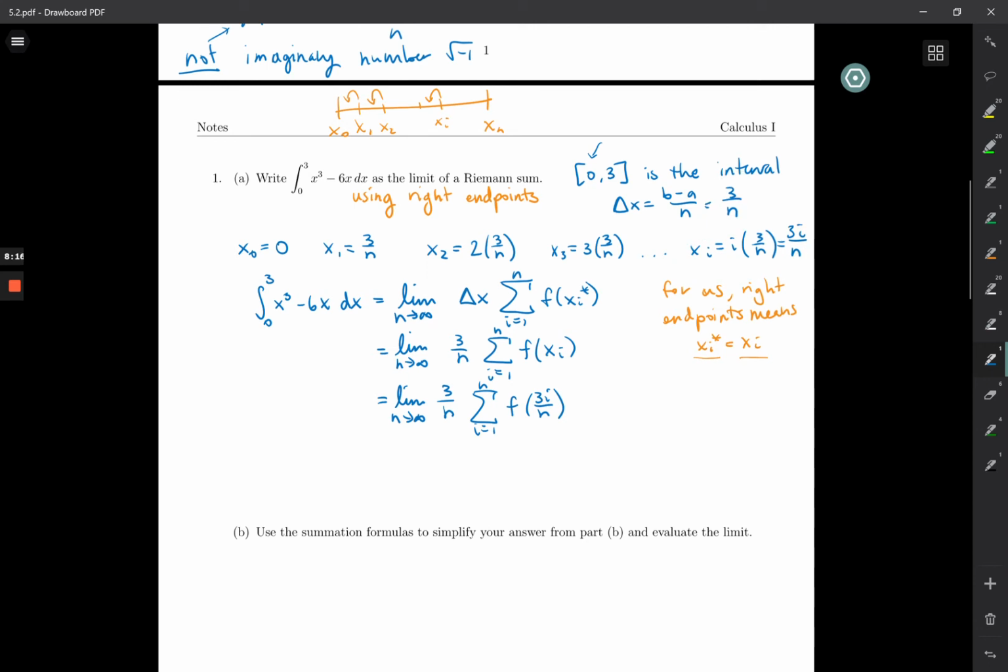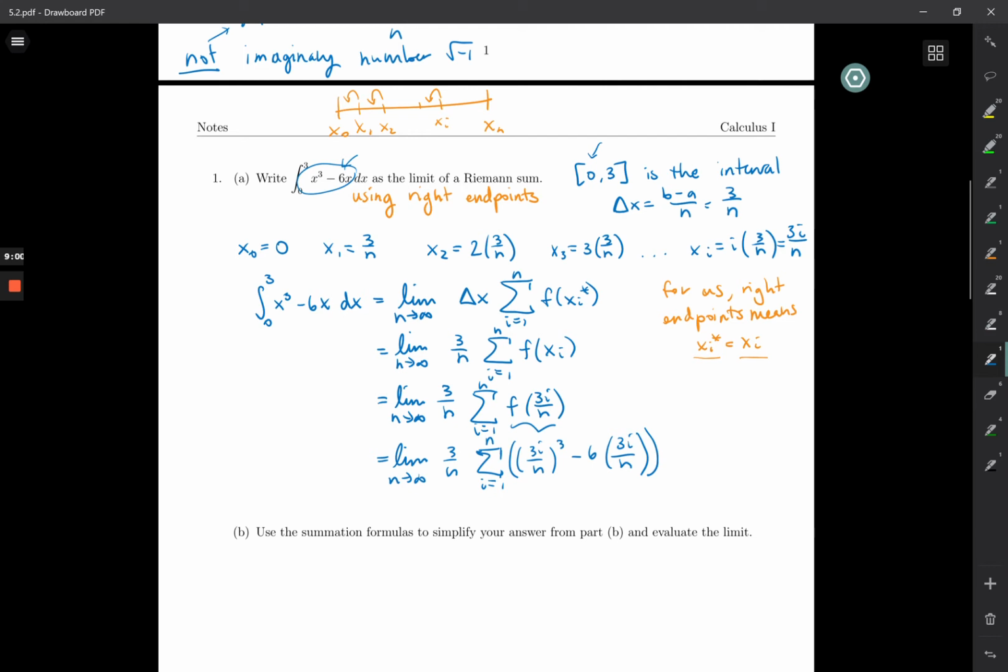The only thing that we haven't used is the actual formula for our function, which was x cubed minus 6x. So we are going to go ahead and write out what this will be, given that f is equal to x cubed minus 6x. All we do is plug in 3i over n, and we get 6 times 3i over n, like that. And so this sum is of this whole thing, just to make that clear.